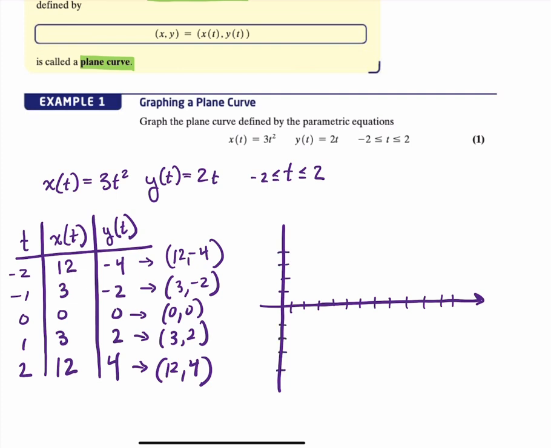So the first point that I'll plot is 12, -4. So it would be all the way up at 12, down at -4, somewhere roughly about here. Then we would move to the point 3, -2. So over here. Then the point 0, 0. Then the point 3, +2. Then the point 12, +4.